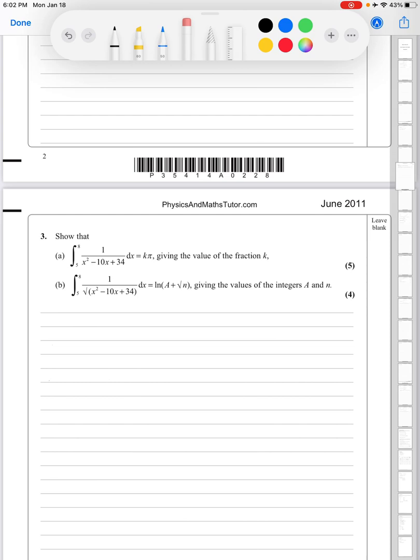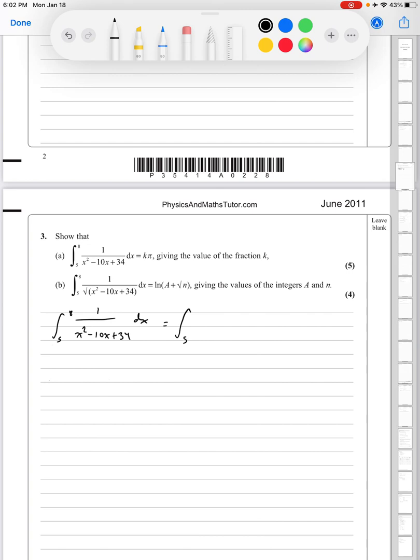We have two integrals here that are in the form 1 over a quadratic or 1 over a square root of a quadratic. And so anytime we have an integral that looks like that, the first step that we want to take is to complete the square of that quadratic. So let's start with the first one. I'll recopy it: integral from 5 to 8, 1 over x squared minus 10x plus 34.